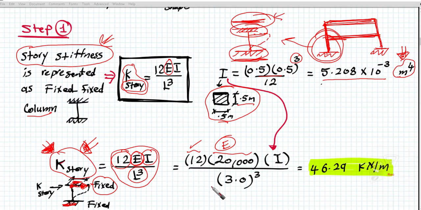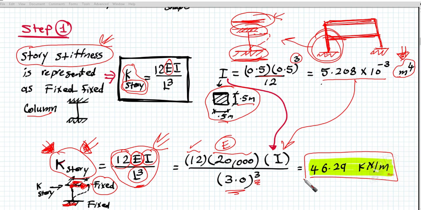And then when we apply our formula, we are going to obtain this I. We're going to put it here, and the length is going to be 3 meters to the power 3 here. Then we're going to obtain this value. Okay, what is this value all about? What is the meaning of this 46.29? We want the significance.